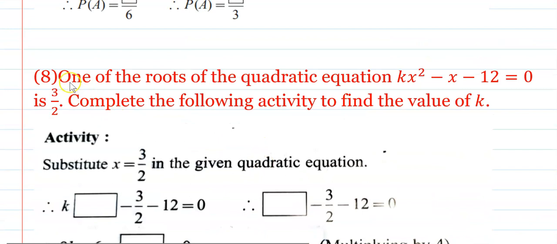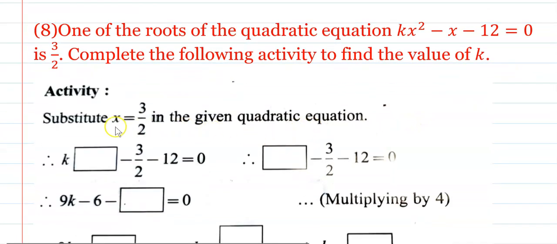Now the next question. One of the roots of quadratic equation kx square minus x minus 12 equals 0 is 3 by 2. Complete the following activity to find the value of k. X is equal to 3 by 2. If you replace x by 3 by 2, k into 3 by 2 bracket square, therefore here you will get 9k upon 4 minus 3 by 2 minus 12 is equal to 0.